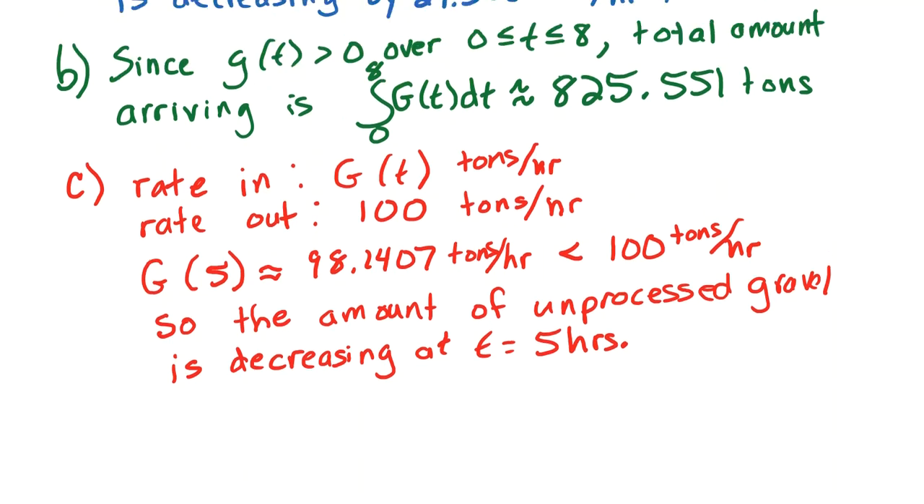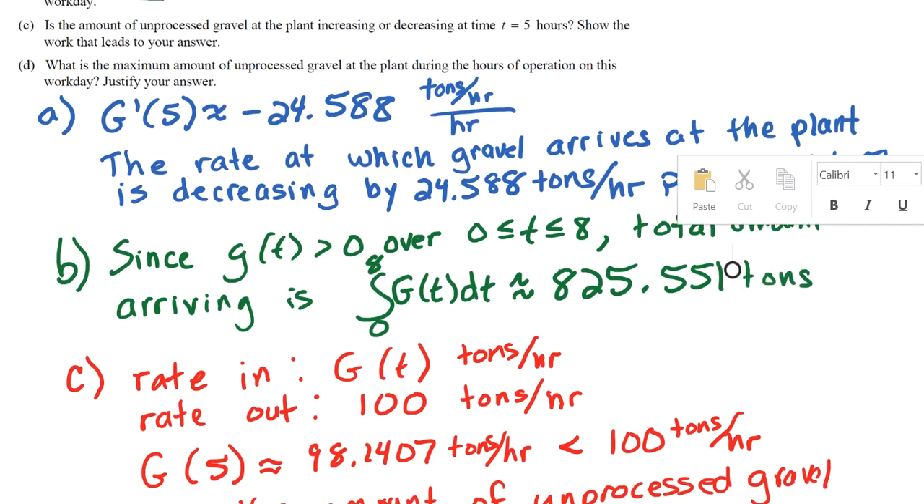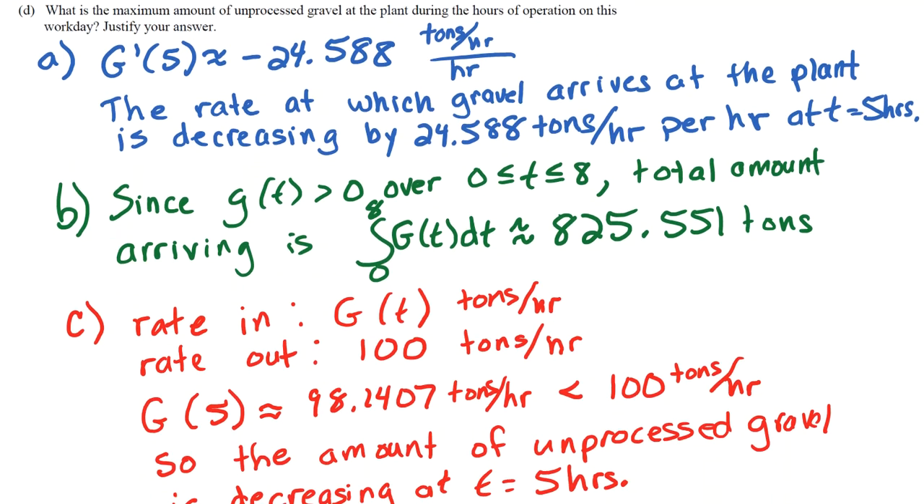All right, and then we've got to go to part D. What is the maximum amount of unprocessed gravel at the plant during this workday? So this is finally where we have to remember that there were those 500 tons of gravel sitting at the plant before the day even began. So now we've got to come up with an overall combination of things here, and then we have to find the rate and the critical numbers. This is our closed interval test.